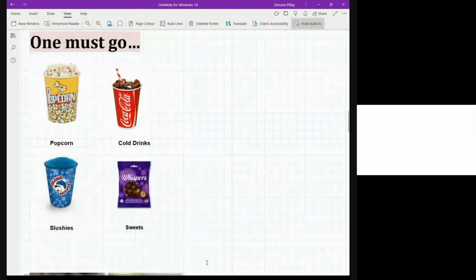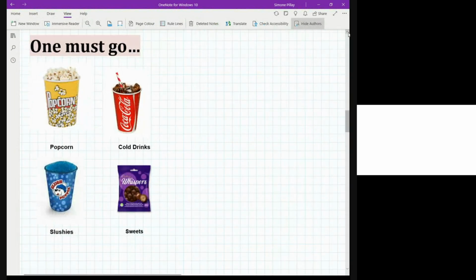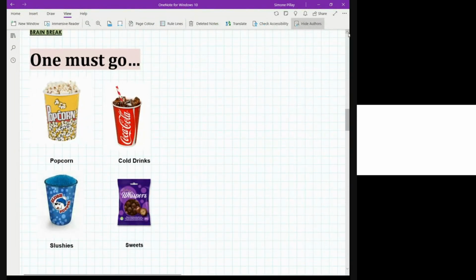So, immediately, one must stay at the movies. Popcorn, cold drinks, slushies, sweets. Honestly, ma'am, out of all of these, I really don't know which one I would keep because I like all of these, but I'm going to have to say popcorn because I really love popcorn. I think I'd have to agree. You can't, the movies is not the same without popcorn. So yes, ma'am. I'd have to say popcorn. Unati, what is your take?